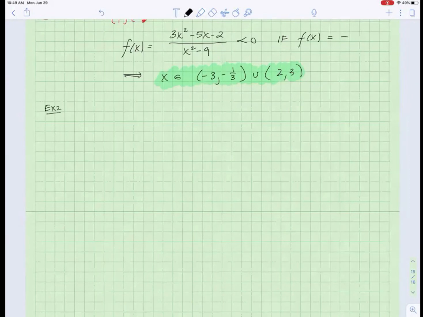Example 2. Solve the inequality: 3x squared minus 5x minus 2 over x squared minus 9. I'm going to make it greater than or equal to 0 this time. So this is almost the same problem.